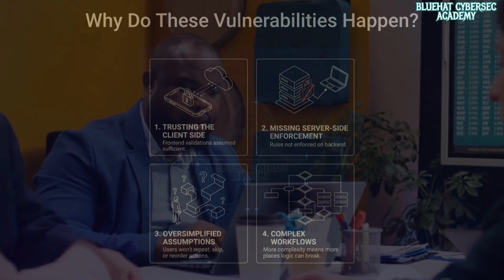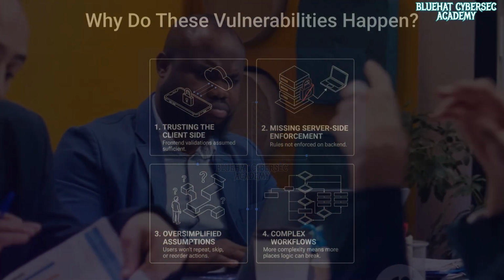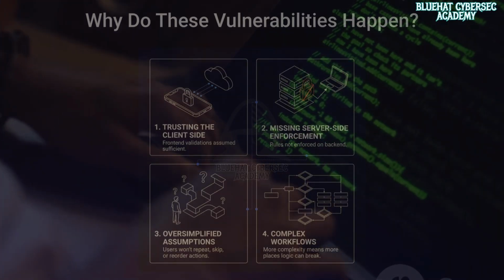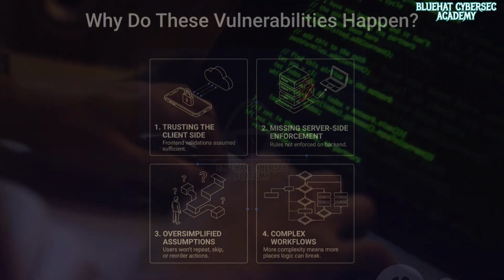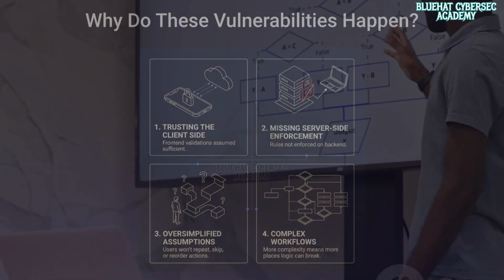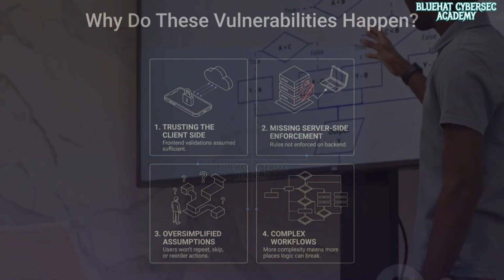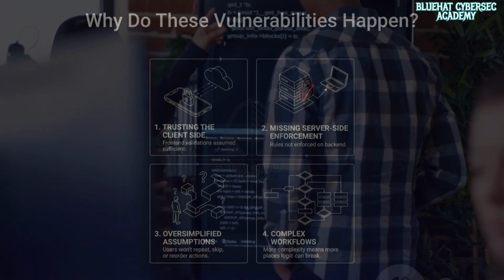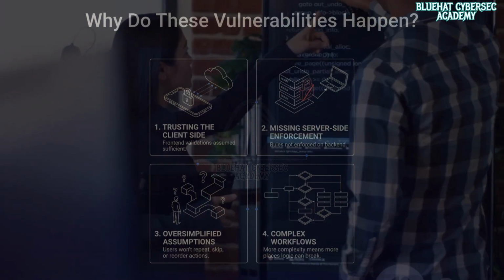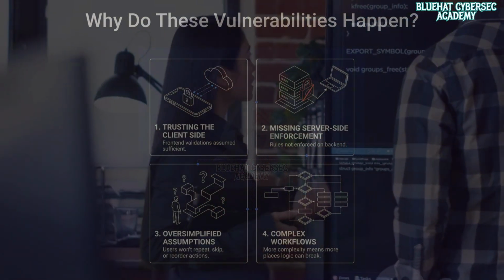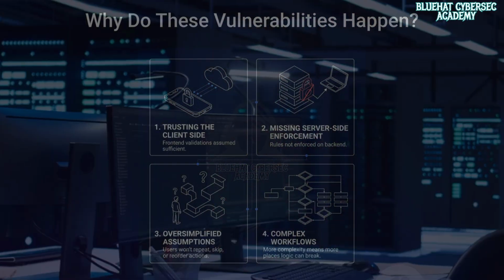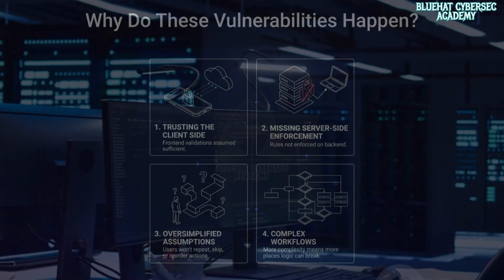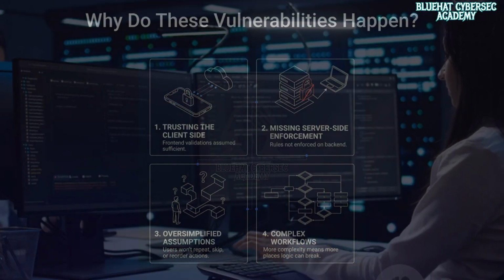Now, the natural question is, why do these vulnerabilities happen in the first place? Most business logic flaws don't happen because of bad coding alone. They happen because of assumptions. Let's break that down. First, trusting the client side. Developers assume front-end validations are enough. They're not. Second, missing server-side enforcement. Critical rules are not enforced on the back end. That's where they should always live.